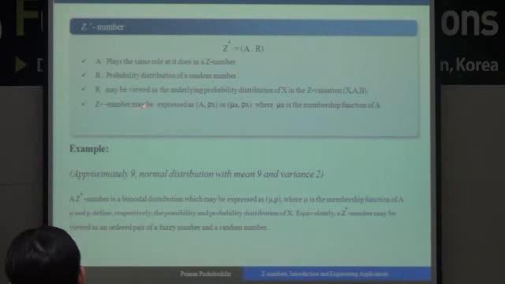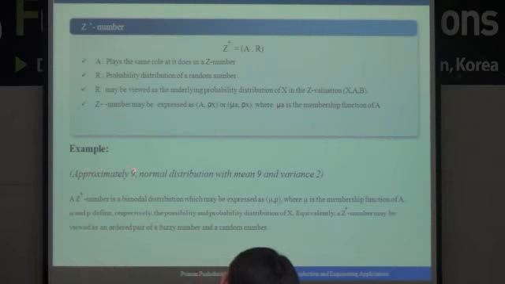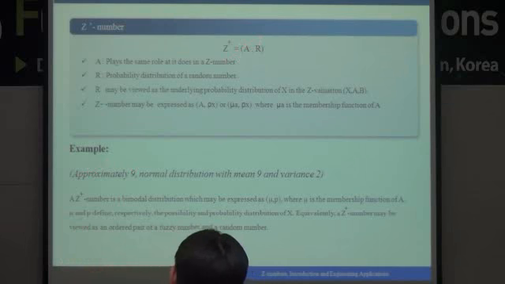The Z plus number may be expressed in this form, in which mu is the membership function of A. An example for a Z plus number is: approximately 9 is the restriction, and a normal distribution with mean 9 and variance 2 is the probability distribution of a random number, which is the second component in the Z plus number.